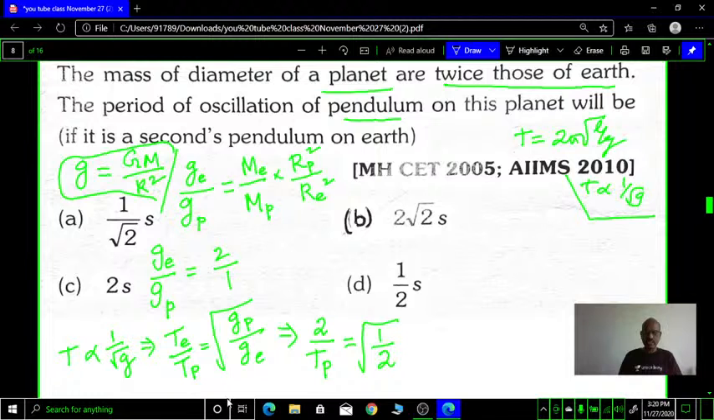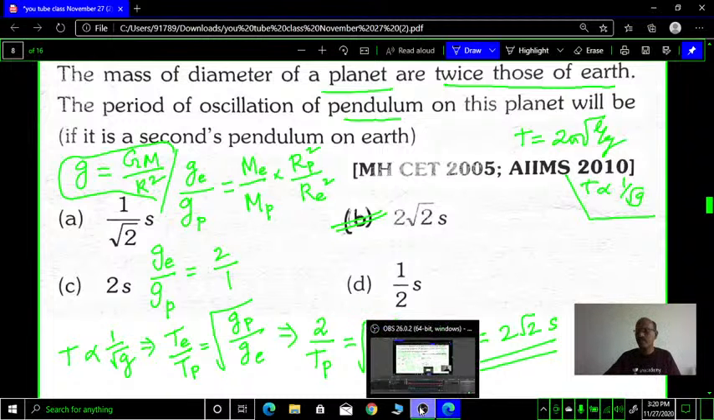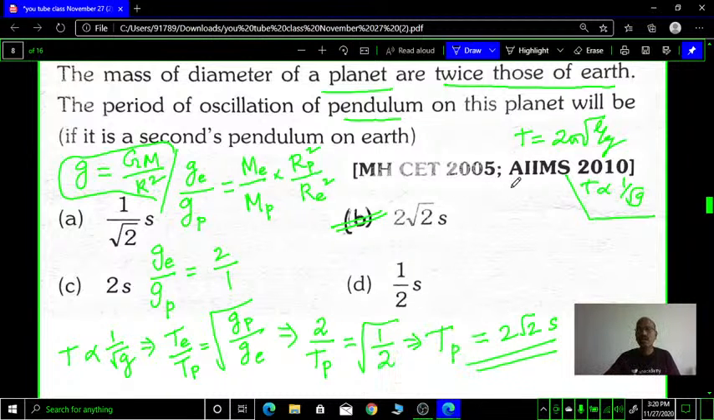Inside the root. That's it. So from this, find out the time period of the pendulum on the planet. T_P equals, cross multiply, right? Root 2 into 2, so 2 root 2 seconds. So you know that option B is the correct option, right? Okay, let us go for the next one.